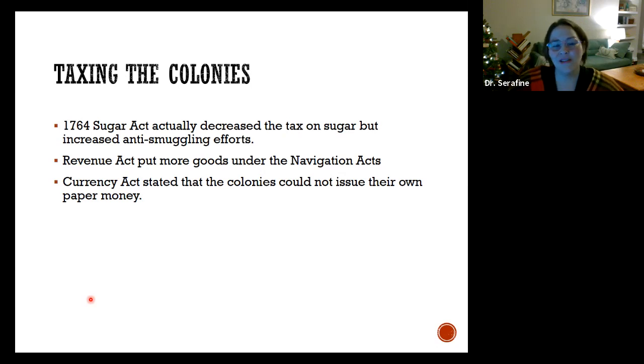This also put more goods under the Navigation Acts, which meant that, again, you had to trade only with England. You couldn't trade directly with France or Spain. The Navigation Acts meant, for instance, Pennsylvania and South Carolina couldn't trade with each other. So if Pennsylvania wants to buy rice from South Carolina, it goes to England to be sold by an English merchant back to Pennsylvania. Putting more goods under the Navigation Acts is going to make trade slower and much more expensive.